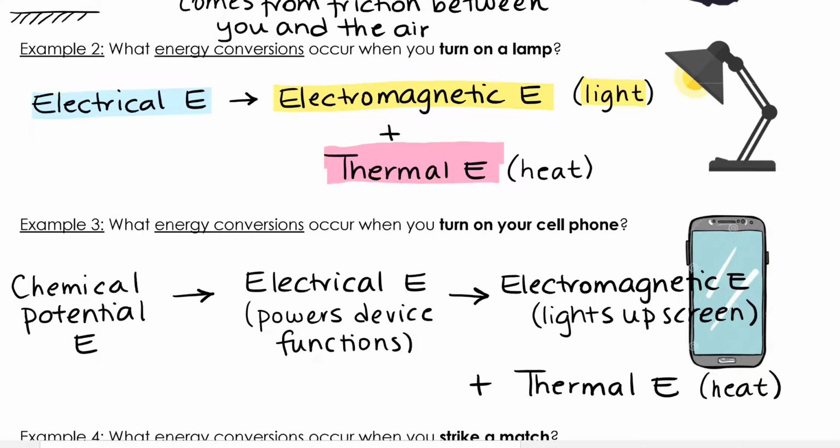When we turn on our cell phones, we're activating the battery, which is a source of chemical potential energy. Inside the battery, this is converted into electrical energy to power all of the device functions, such as lighting up the screen, electromagnetic energy, or producing heat, thermal energy. Again, this is usually accidental, but I'm sure you've noticed that your cell phone gets really warm after it's been on for a long time, especially if it's running energy intensive processes like a whole bunch of apps at once.